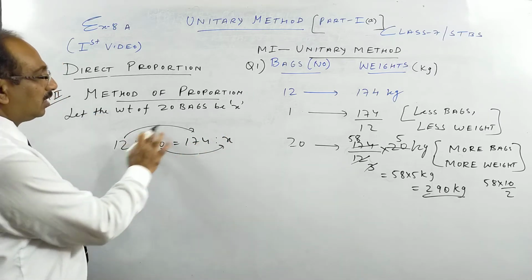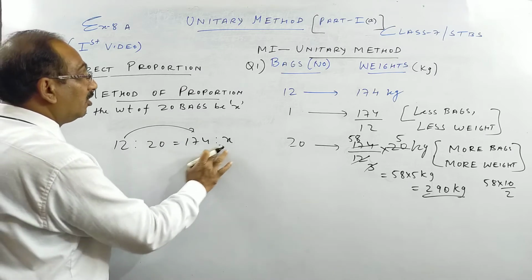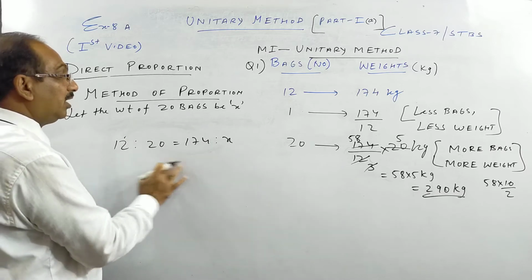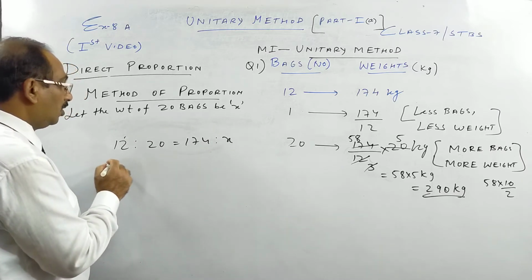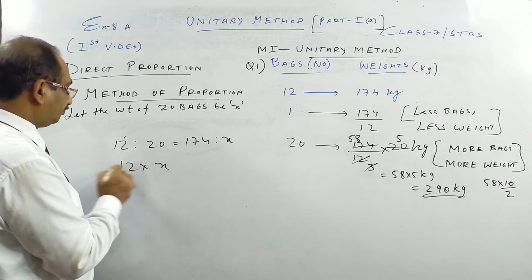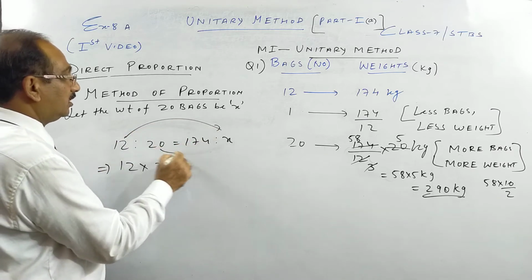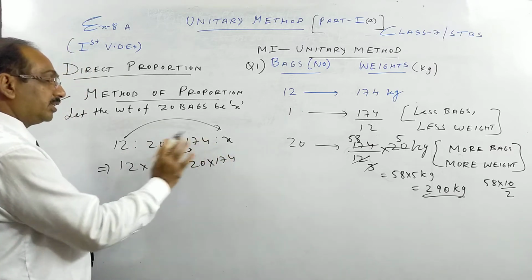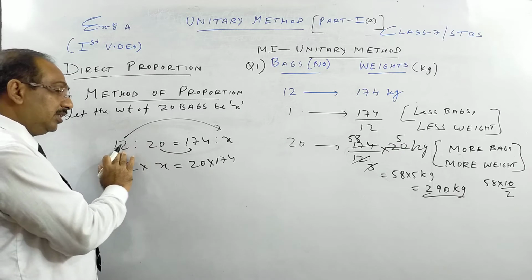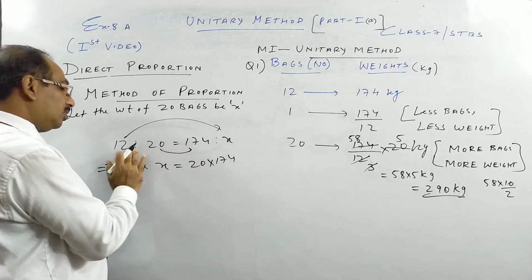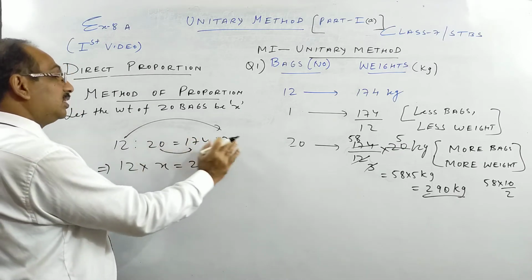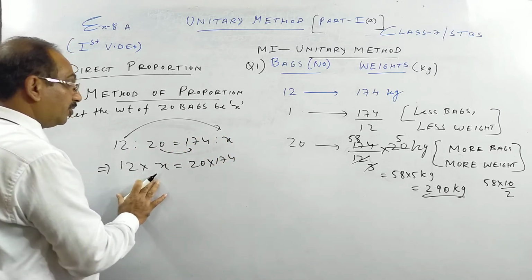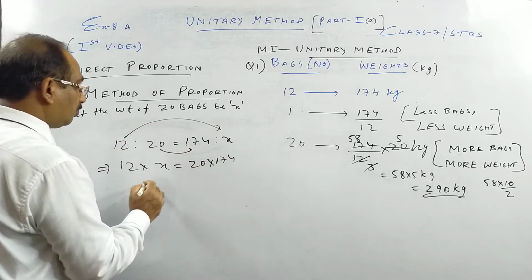But for solving, children, this order we don't follow. For solving, I have taught you, we solve by product of extremes. See my video lesson on proportion. So product of extremes, this into this, is product of means. Got it? Product of extremes is for solving. Logically, 12 weighs this, 20 weighs this; this side is number of bags and this side is weight. But for solving we take product of extremes equal to product of means.